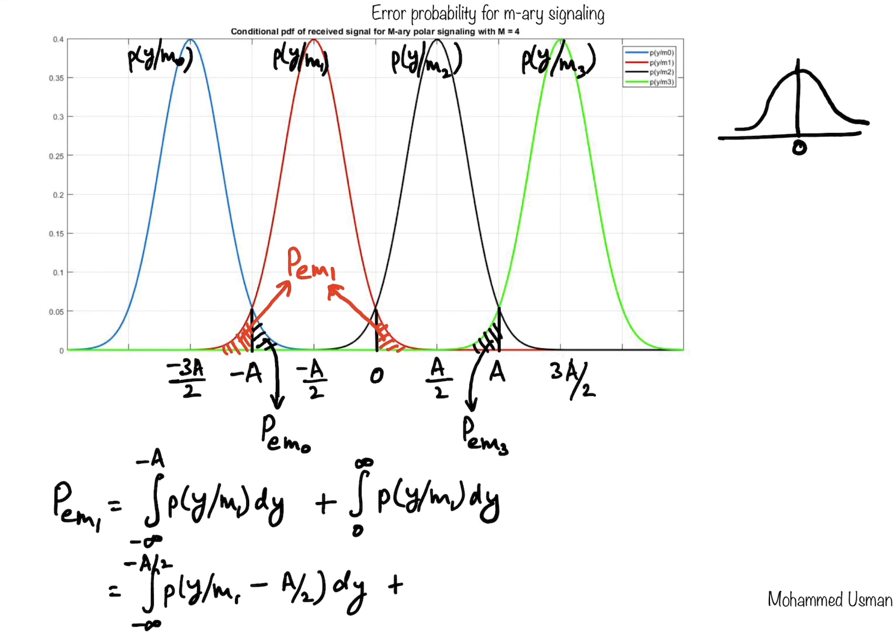Plus this second PDF, this second area. Again, we are going to represent this by making the PDF centered on 0. So it will be P of y given M1 shifted to the right, which is minus the amount of shift, a/2, dy. The limits of integration will also get shifted to the right by the same amount. So 0 shifted to the right by a/2 will come to a/2. So 0 will become a/2, and infinity remains infinity.